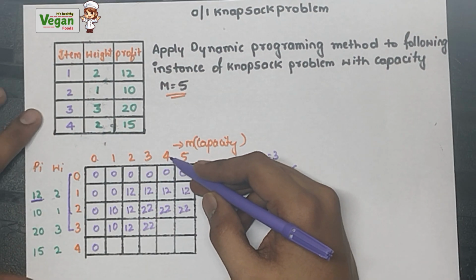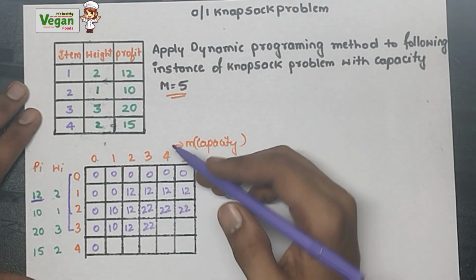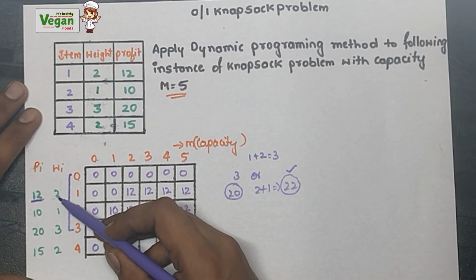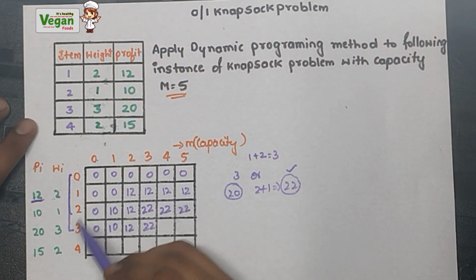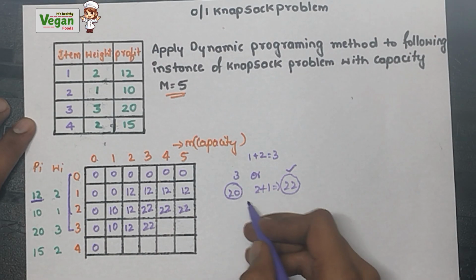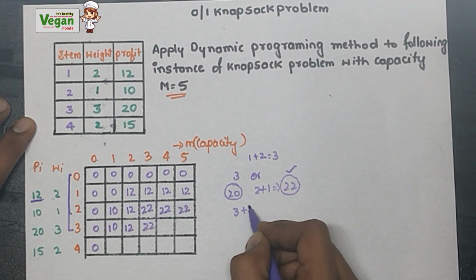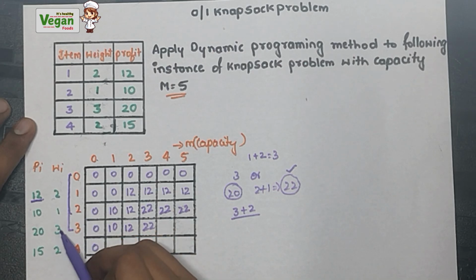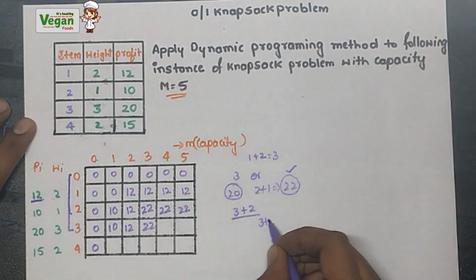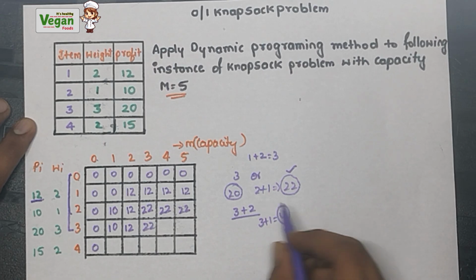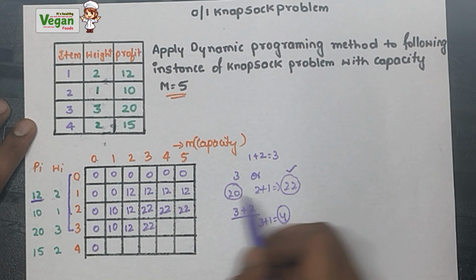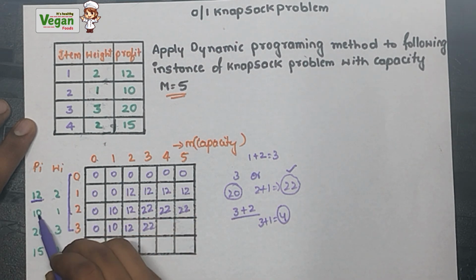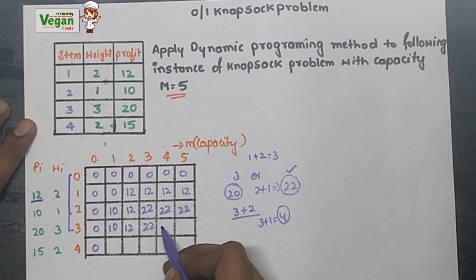The capacity is equal to 4. While the capacity is equal to 4, I can fill 3 also, 1 also, 2 also. But I must fill in a way that there must be the maximum profit. Therefore, what I will do, I will add the third item with second item. Their weights are 3 and 1. Therefore, 3 plus 1 is equal to 4, and capacity is also 4. We can fill them. So what is the profit of third item and second item? 10 plus 20, that is 30.